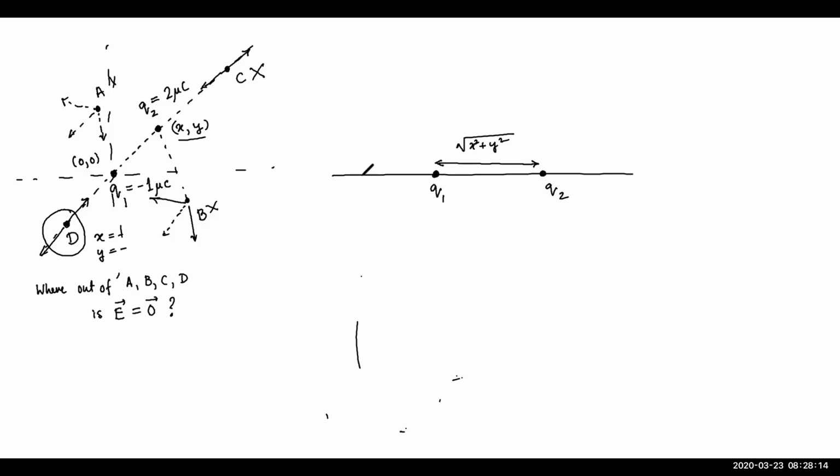And on the other side, we don't know this distance yet. We'll try to find it. Let's call this distance L. And we'll start off by saying that this is a positive number. L is a positive number. We just know that it's on the other side of Q1 relative to Q2. Okay, so now let's set up Coulomb's law.